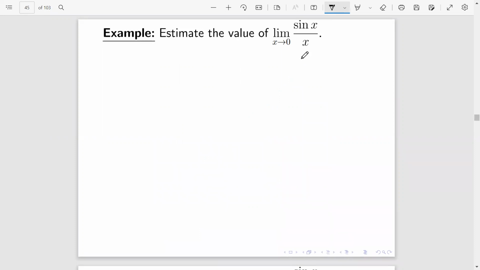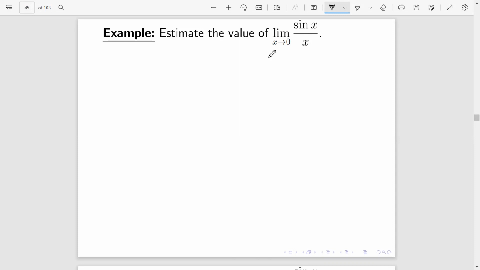Okay, so now we have this function here. We're evaluating the limits again. We are asked to estimate the value of the limit as x approaches 0 of sine x all over x. As you can see, we cannot substitute the value of x being 0 here because we end up having 0 in the denominator, which is undefined.